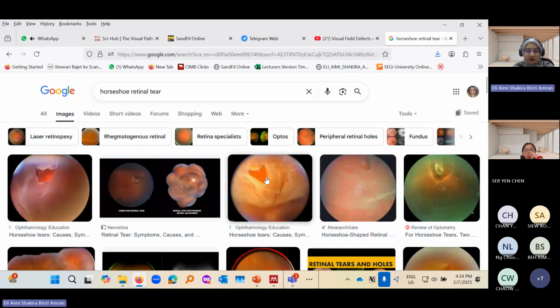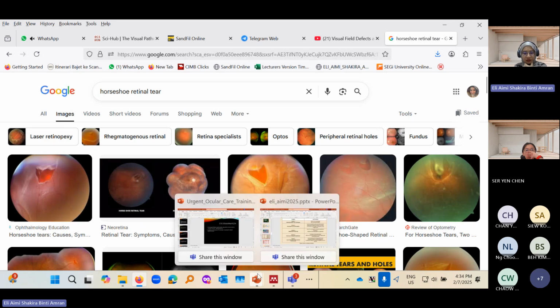Like this. Like a pedal, correct. This one. Okay, the horseshoe tear. So if you see this kind of tear, no observation needed, refer.